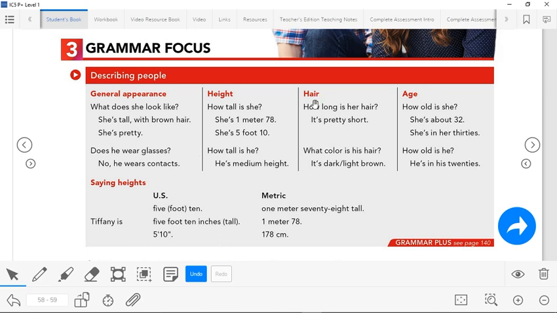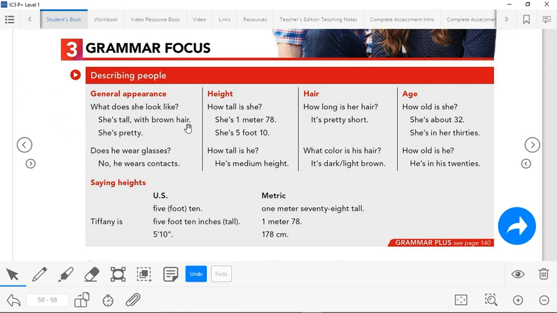And if you notice, depending on how you make the question, you get the answer. If we ask how tall, then obviously we're talking about height. If we ask how long the hair is, then we're talking about whether it's short or long. And here we're asking about the color. What color is his hair? So we're asking about the color. How old is she or is he? We're talking about the age, okay? What does she look like? It's a question to ask for anything, basically, for a general description.